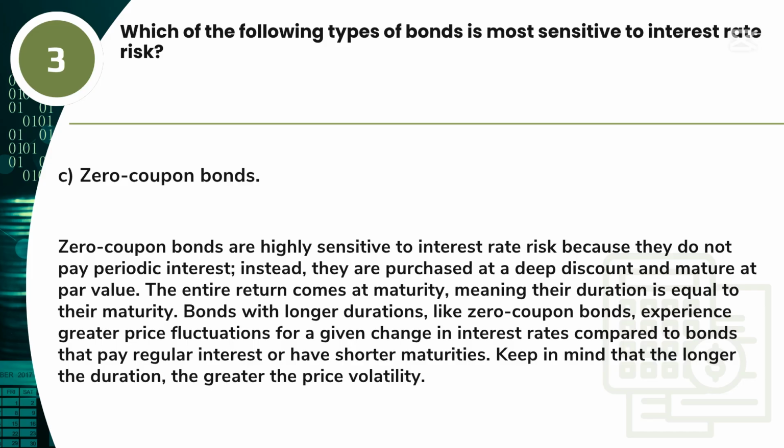Bonds with longer durations, like zero-coupon bonds, experience greater price fluctuations for a given change in interest rates compared to bonds that pay regular interest or have shorter maturities. Keep in mind that the longer the duration, the greater the price volatility.